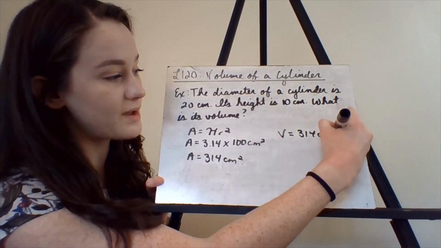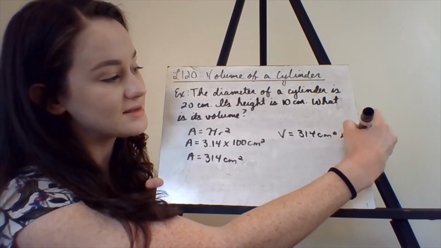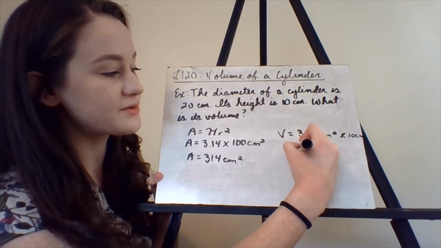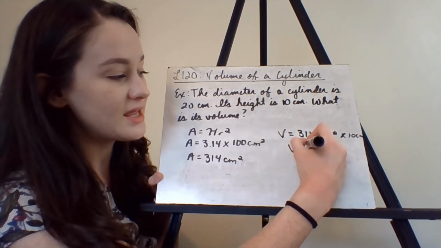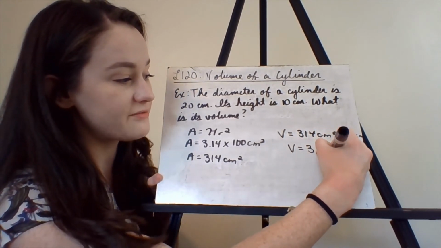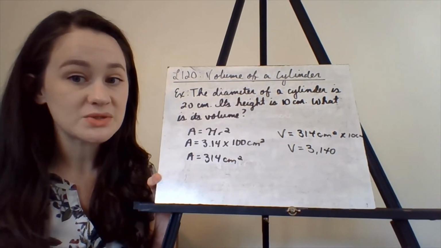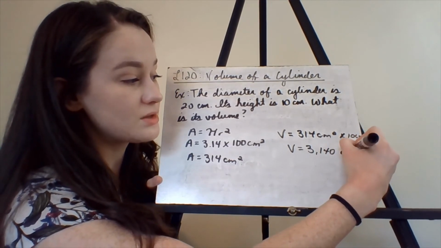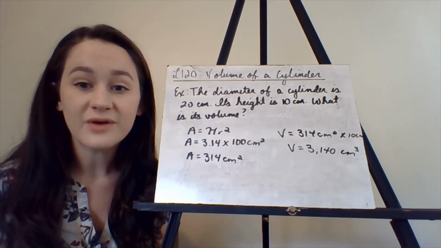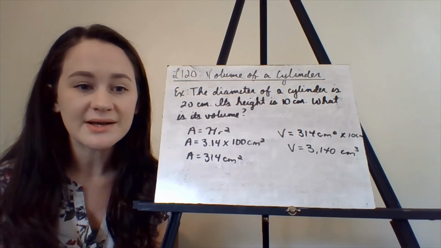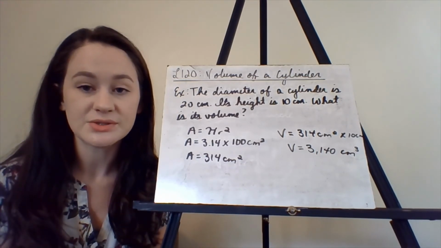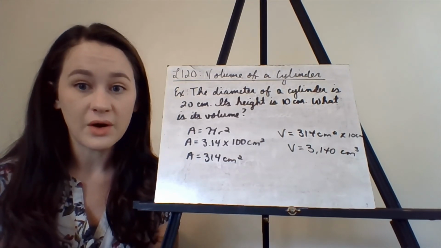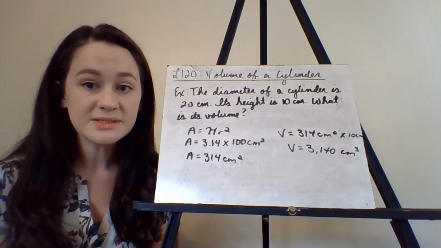314 centimeters squared times 10 centimeters. I'm running out of board there, but we know that 314 times 10 is 3,140, and we know that centimeters squared times centimeters will give us centimeters cubed. So the volume of this cylinder is 3,140 centimeters cubed.